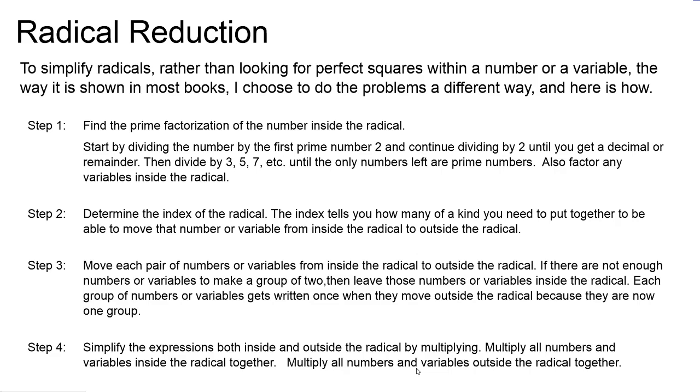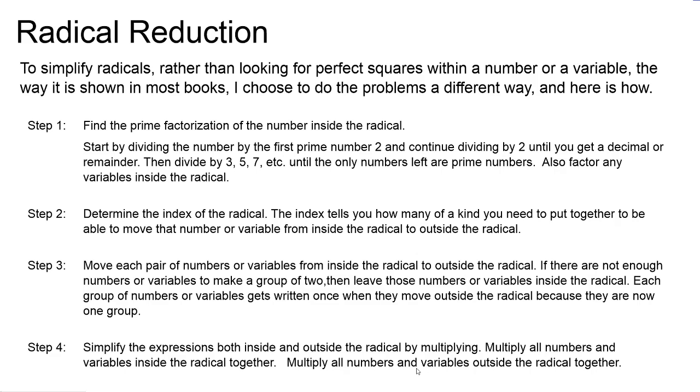So to simplify radicals, rather than looking for perfect squares within a number or variable, the way it is shown in most books, I choose to do the problems in a different way, and here's how. Step 1. Find the prime factorization of the number inside the radical. So what that means is you're going to divide the number by 2 because 2 is the first prime number, and continue dividing by 2 until you get a decimal or a remainder. Then divide by 3, 5, or 7 until only the numbers left are prime numbers. Factor any variables inside of the radical.